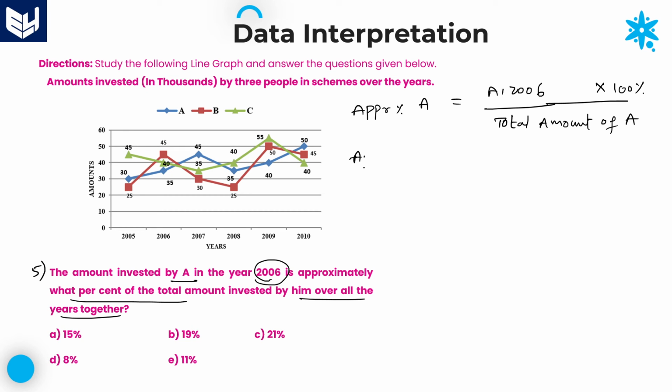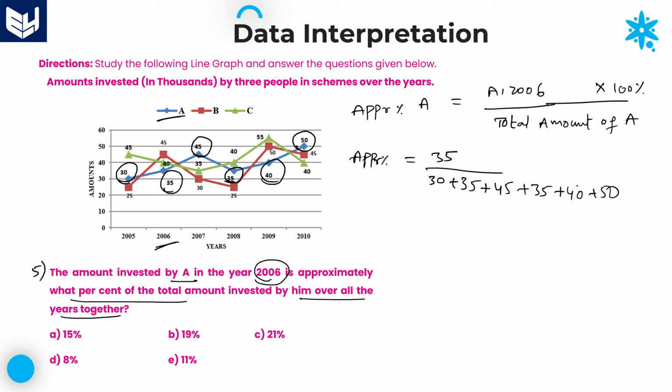So first of all, the required approximate percentage is equal to A in the year 2006. Here we are calculating the value of A. The values of A are all the blue colors. So A in 2006 is 35. No need of writing in terms of thousands, because in the denominator also you will have thousands. Now write down all the values of A: 30, 35, 45, again 35, 40, and 50. Add all these values: 30 plus 35 plus 45 plus 35 plus 40 plus 50. That is the denominator value, into 100 percentage symbol, which is the common thing.